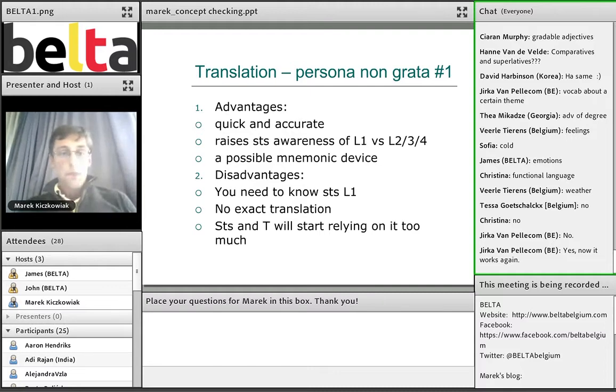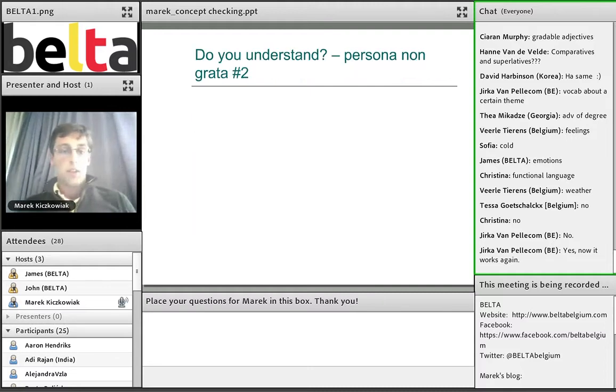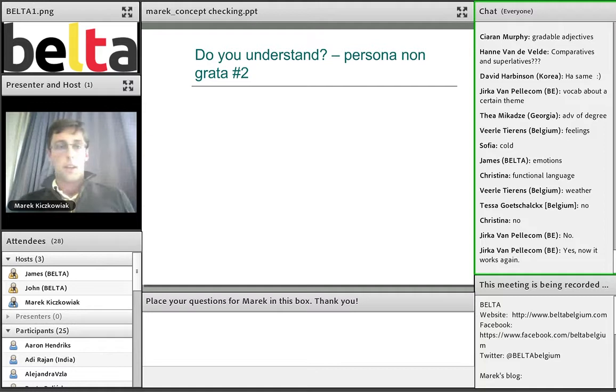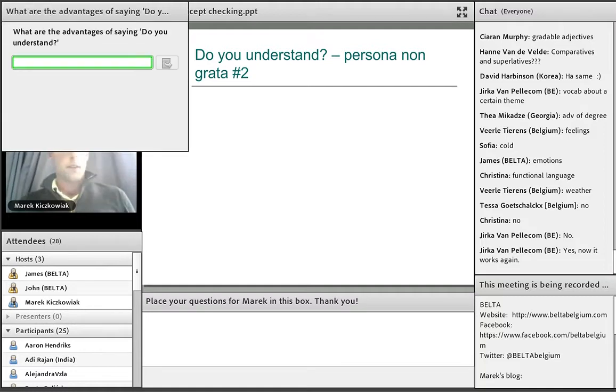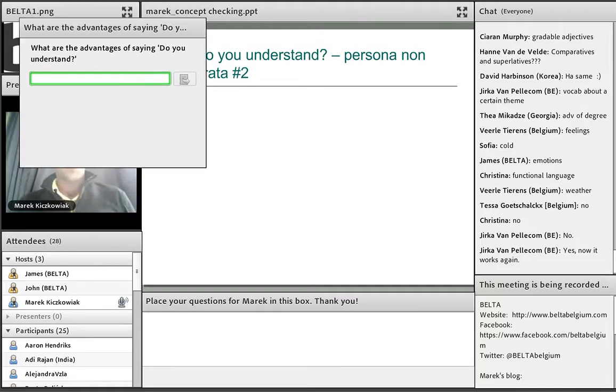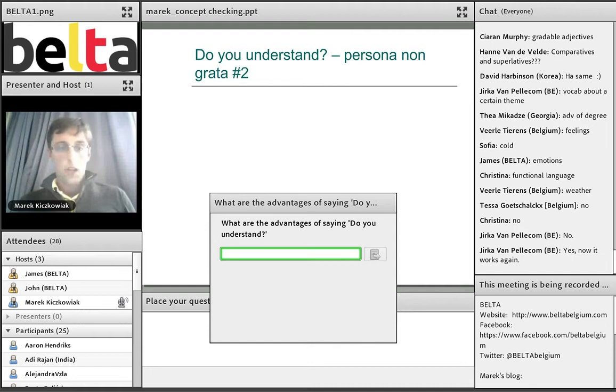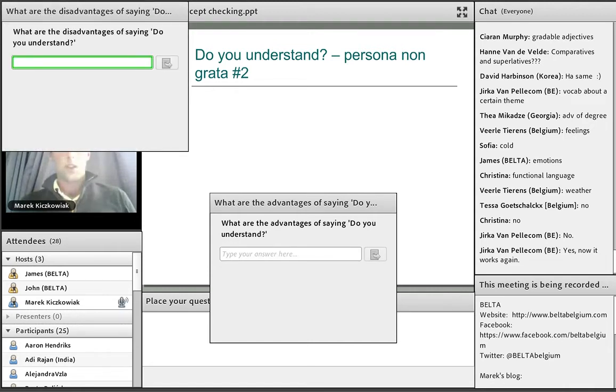Okay, let's get to the persona non grata number 2. That's the question: do you understand? Right? I'm sure those of you who have done the CELTA know that we shouldn't ask this question. But what are the advantages of asking, do you understand, the concept check? You can put your answers here. And what are the disadvantages as well, please? Maybe just very quickly, 2 minutes.